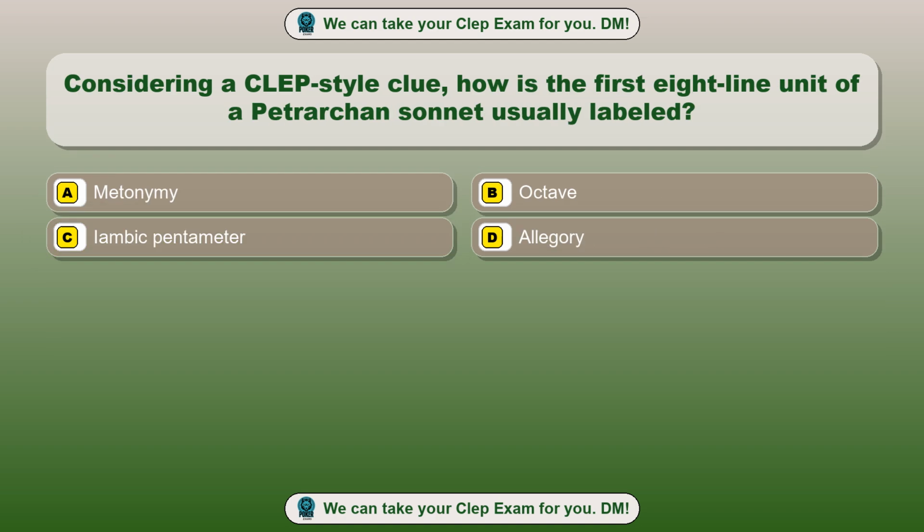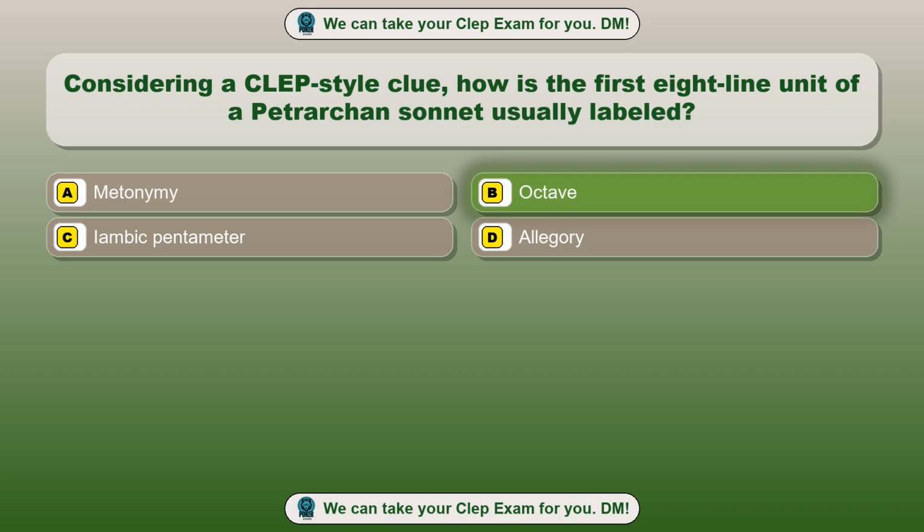Question 91. Considering a CLEP-style clue, how is the first 8-line unit of a Petrarchan sonnet usually labeled? Option A. Metonymy. Option B. Octave. Option C. Iambic pentameter. Option D. Allegory. The correct answer is option B.